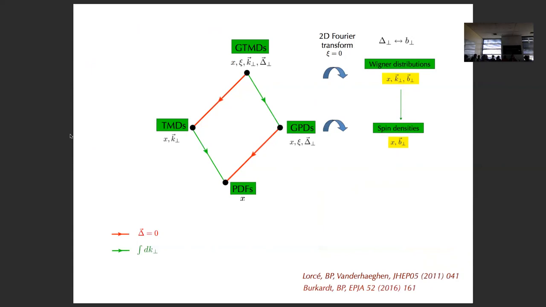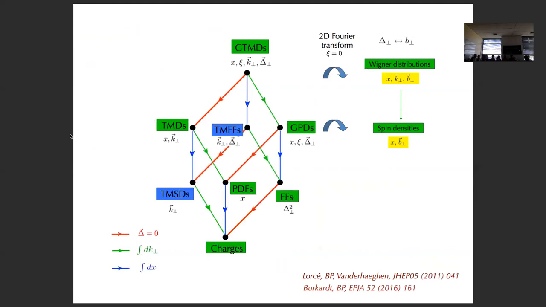On the other side, in coordinate space, the GTMDs are related to Wigner distributions, and we know that from the GPD you have the spin densities, which are given in terms of the longitudinal momentum fraction and the position in the transverse space. You can complete this picture by taking the first moment in x of each distribution. Then from a bilocal quark operator you have a local operator, which gives you the form factors. In particular, from the GPD we get the form factor, and then by Fourier transform from the momentum transfer to the impact parameter. So this is the complete picture that we can get from the GTMDs.